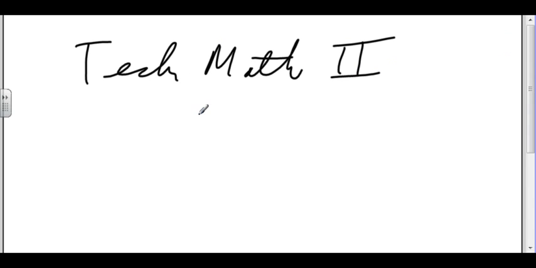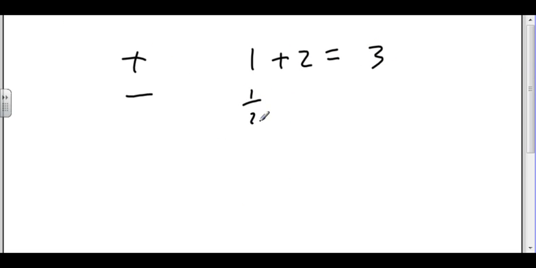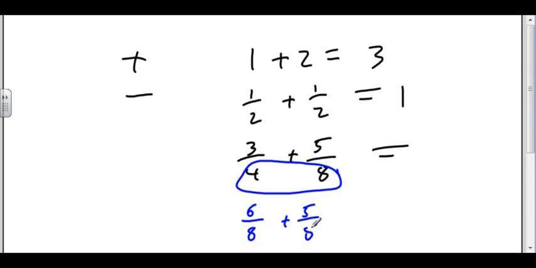We're going to do section 5-6. And in 5-6, we're going to add and subtract things. So if I have 1 and I add 2 to it, I should get 3, maybe. And if I take 1/2 and add it to 1/2, I should get 1. And if I have 3/4 and 5/8, then I'm hosed because I can't do it. I have to find a common denominator. Okay, so my common denominator is 8. So I say that's 6/8 plus 5/8, and that's 11/8, and then everybody's happy again.